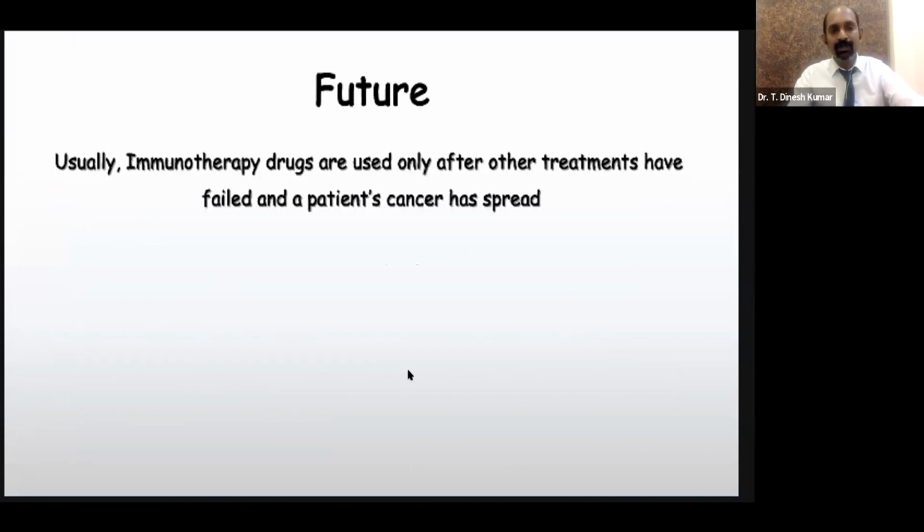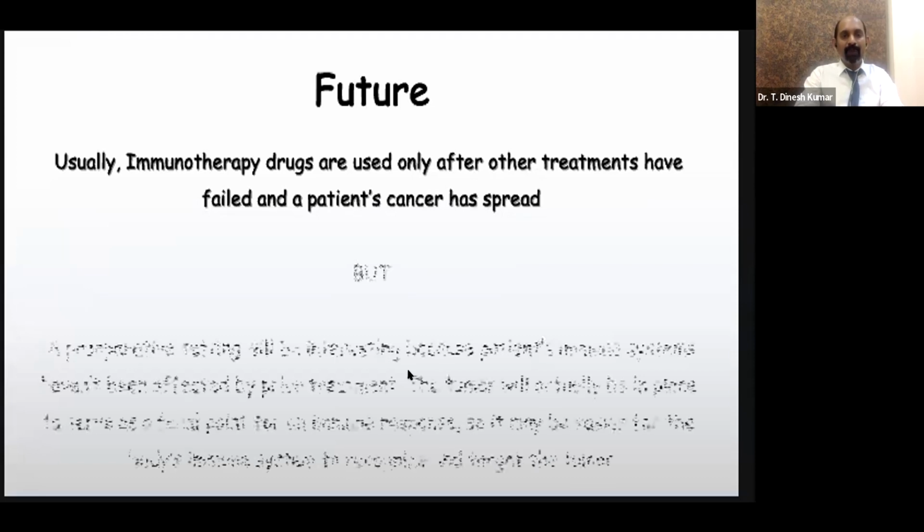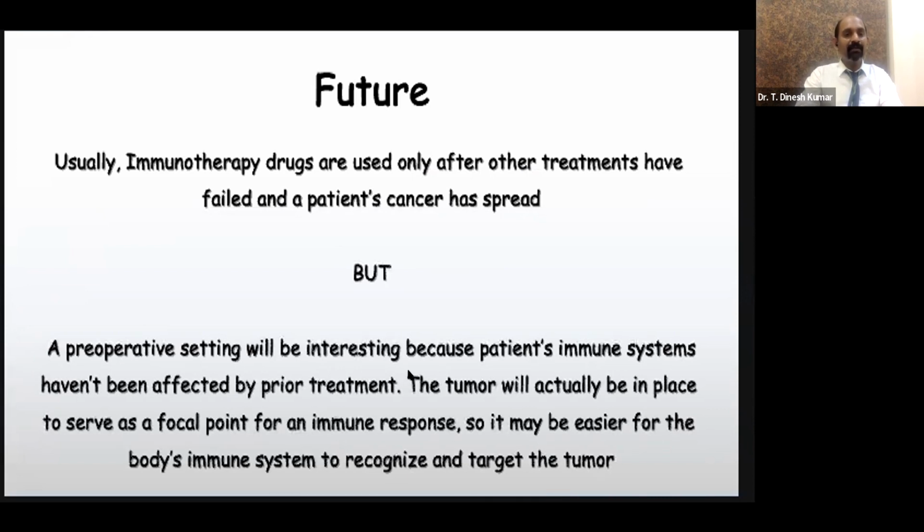And finally, on future directions, this is what Aravindan sir and I discussed a few days back, when we submitted a project for ICMR. Usually all these immunotherapy drugs are used only after other treatments have failed and a patient's cancer has spread. But imagine a pre-operative setting, which will be very interesting, because the patient's immune system hasn't been affected by prior treatment. The tumor will be in place to serve as a focal point for immune response. So it may be easier for the body's immune system to recognize and target the tumor.